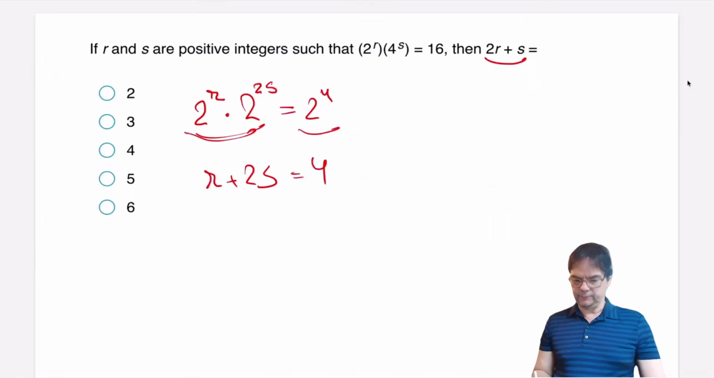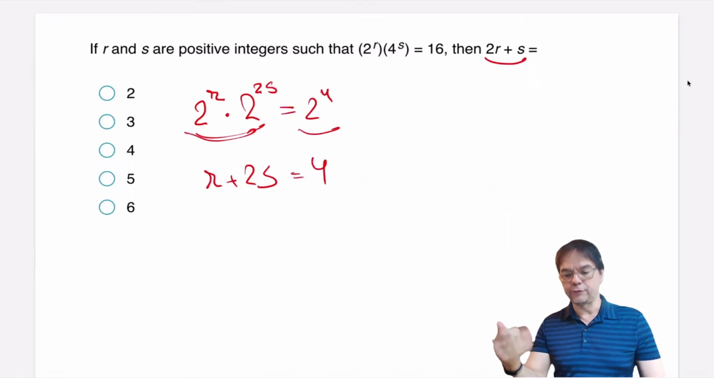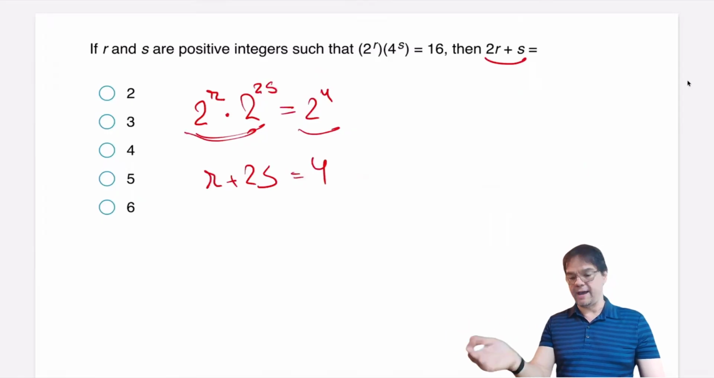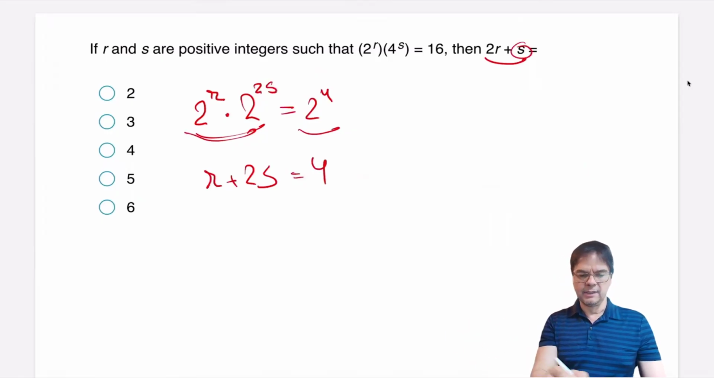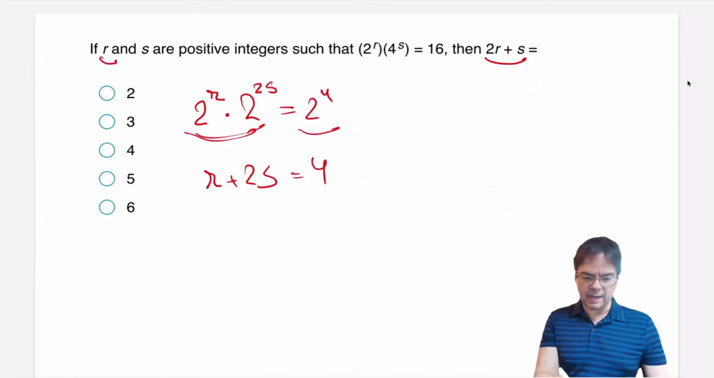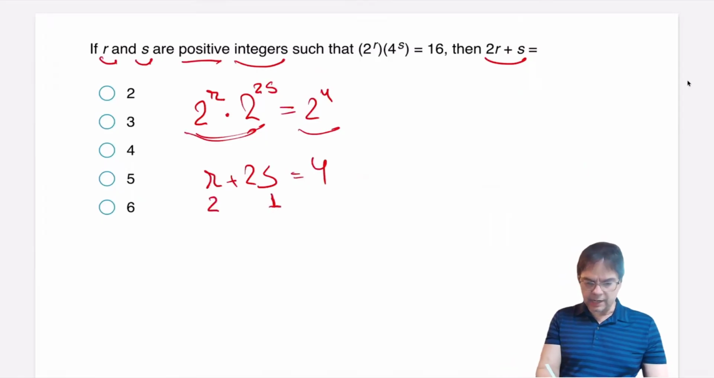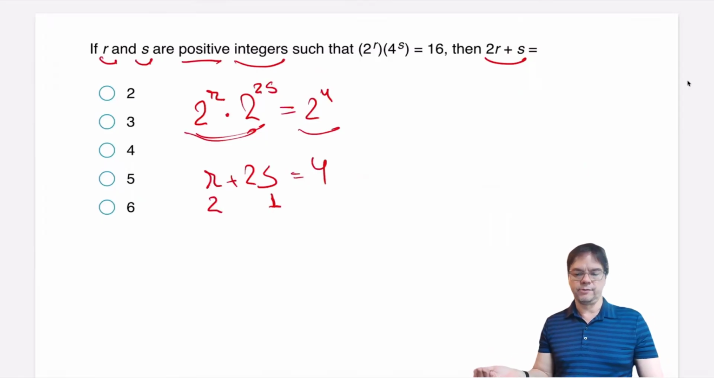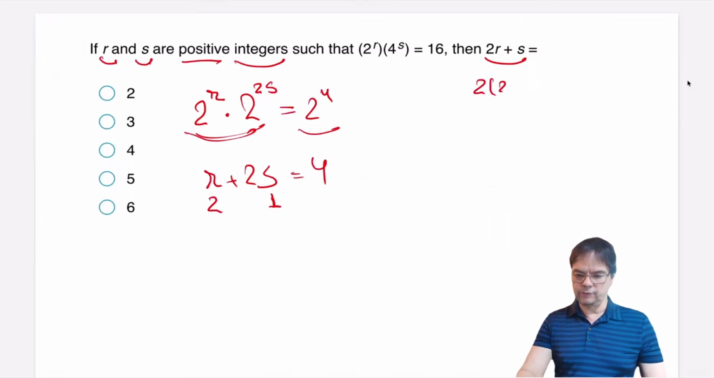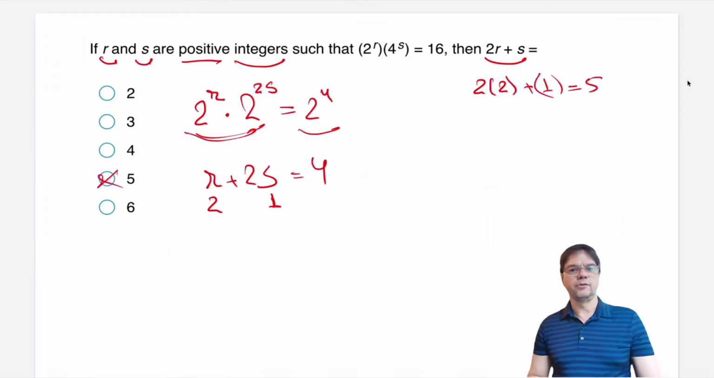I don't have 2R, I have R. I don't have S, I have 2S. But R and S are positive integers, so I have just one option here: S is equal to 1 and R is equal to 2. There's no other option. So R is 2 and S is 1, that is 5. Is that okay? Super easy.